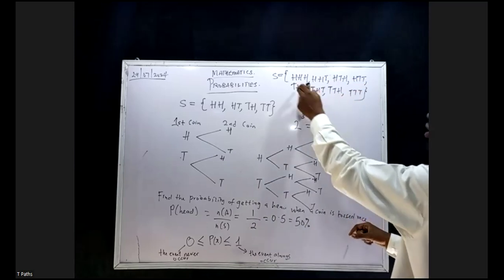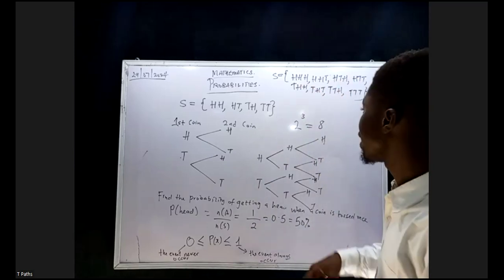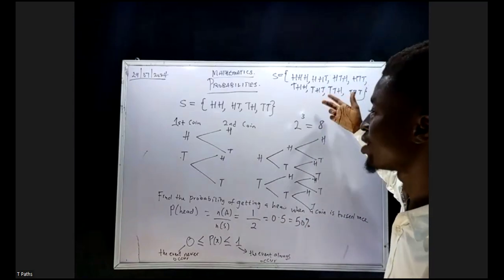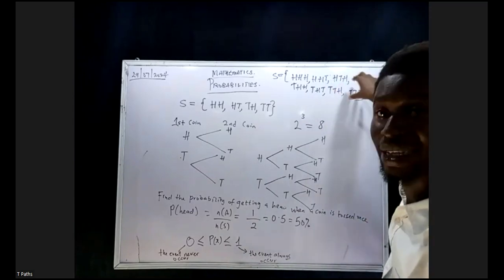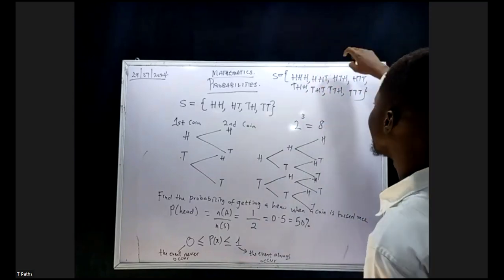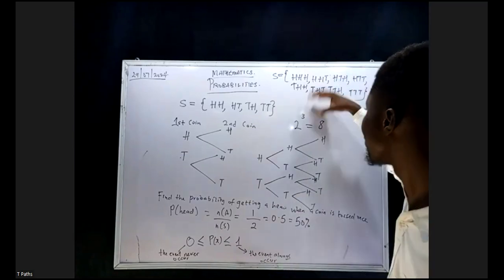So let's count that. 1, 2, 3, 4, 5, 6, 7, 8. My sample space is 8. That means I have 8 total possible outcomes. It can't surpass this 8. Either I have this, or this, or this, or this, or this, or this. So now, when we are dealing with more questions, this will make more sense.